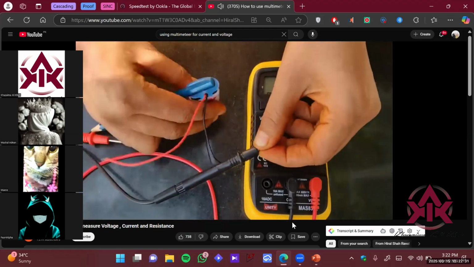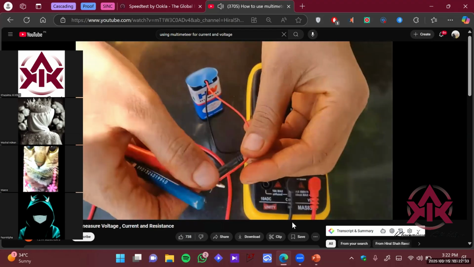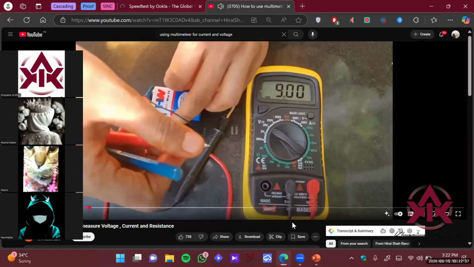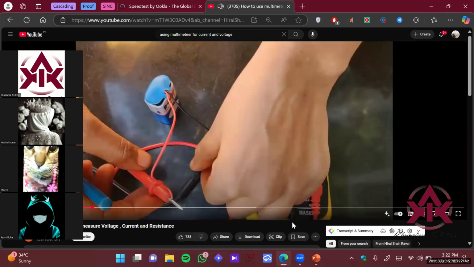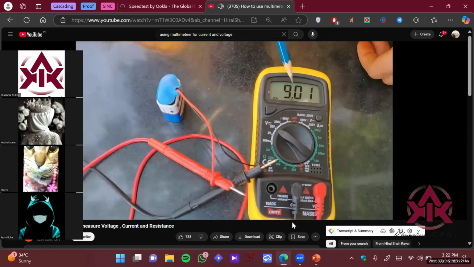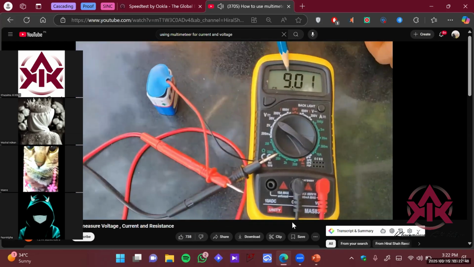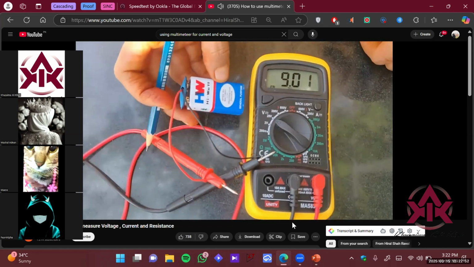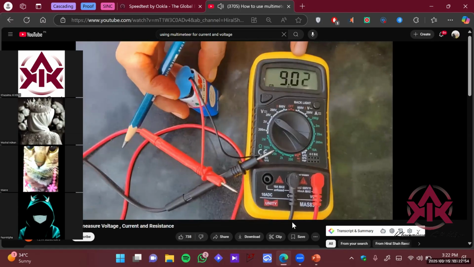The positive terminal of my battery is connected with the positive, and the negative terminal of my battery with the negative. Red is positive, black is negative, so I have to connect it in that way. We can see here the display shows us 9 volt battery. So the battery measurement in terms of voltage is done.